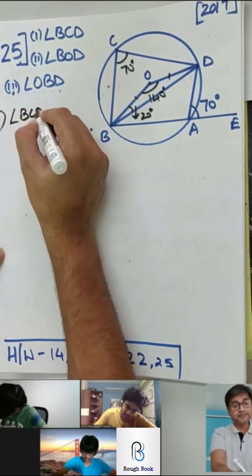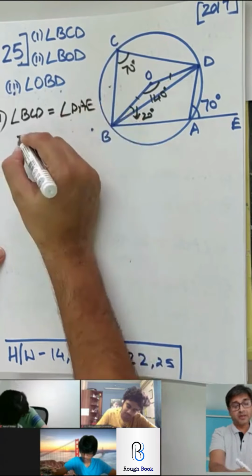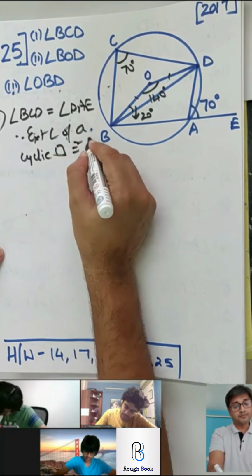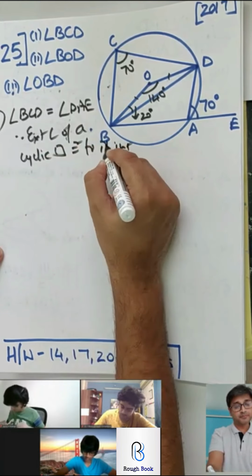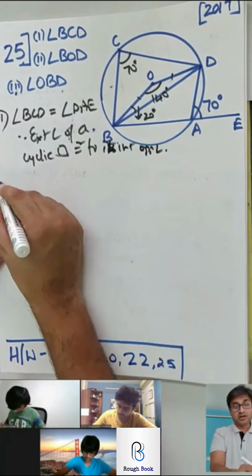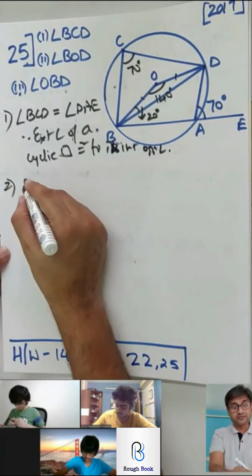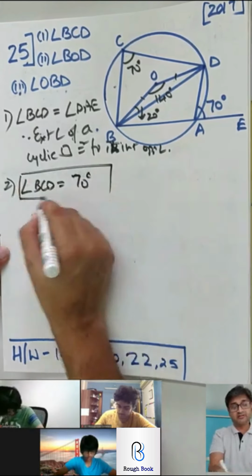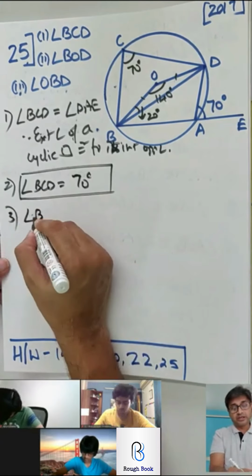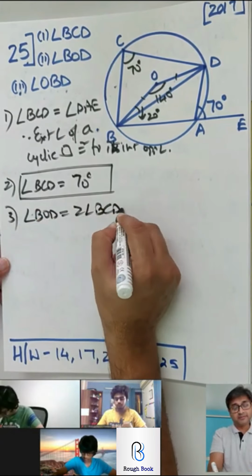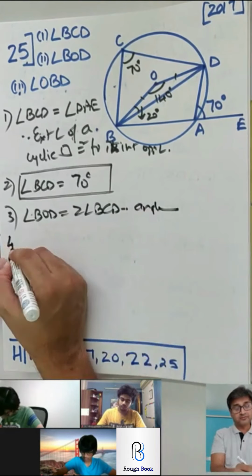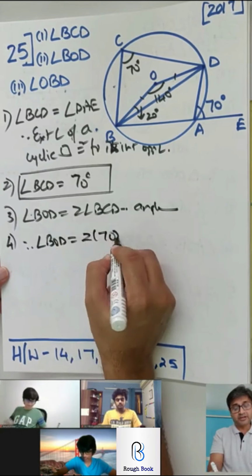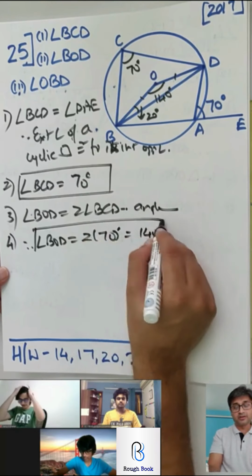So first one, BCD is equal to DAE, exterior angle of a cyclic quadrilateral is congruent to its interior opposite angle. Shortcuts not allowed, abbreviations not allowed. Please write full statements. Right now I'm writing just to save time. So therefore BCD becomes 70. That's our first angle that we wanted. The next one, BOD is double of BCD, angle at the center is double the angle on the circumference. By now I'm sure you've already got all these properties. So BOD is double of 70, so that makes it 140. So we got the second one.